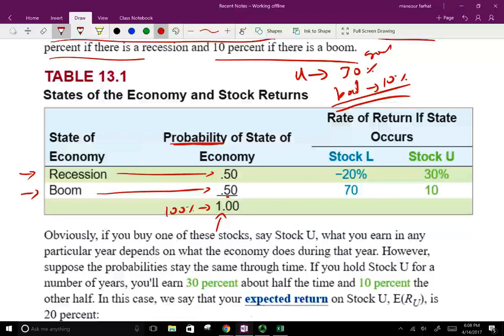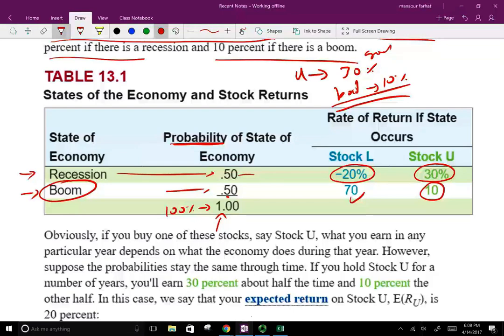Let's start with a recession. In a recession, stock L will do really badly, negative 20%, and stock U will earn 30%. In a boom, in good times, stock L will do very well, and stock U will not do as well. Actually, it will do not as good.